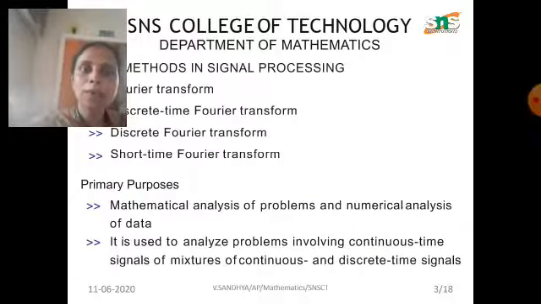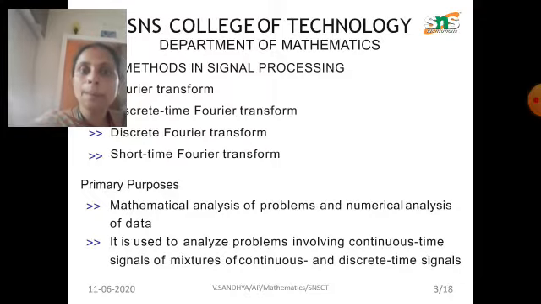Next we see the four methods in signal processing. First method is Fourier transform. Second method is discrete time Fourier transform. Third method is discrete Fourier transform. And fourth method is short time Fourier transform.